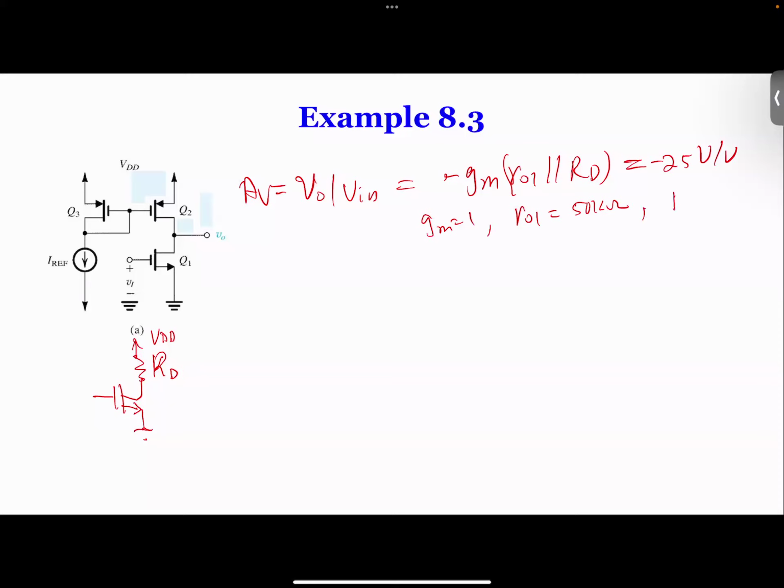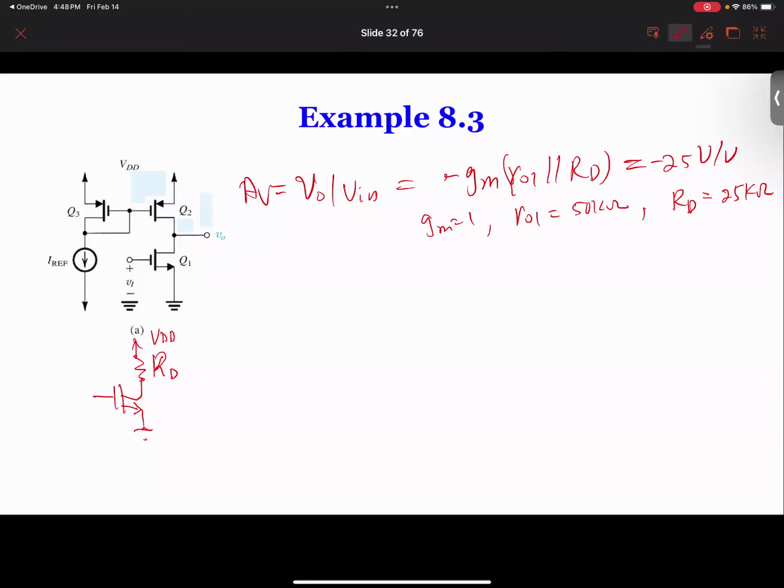So how much RD do we need? I mean, we need the total to be 25. So we basically will need RD to be 50 kilo. So what we're saying is that instead of the current source, if we replace it with a resistor, we will need the resistor to be 50 kilo. It's quite a big resistance. The second point is that we need to maintain the current. So current ID is 100 microamps.